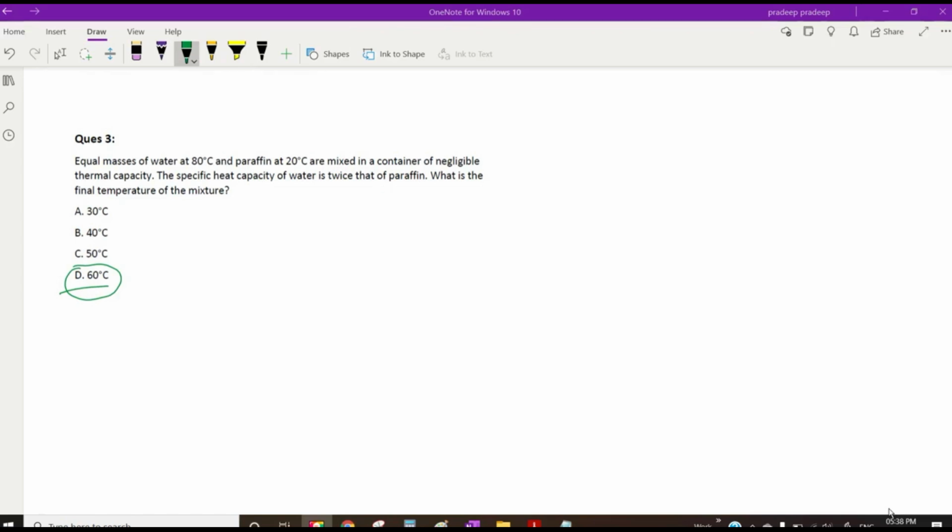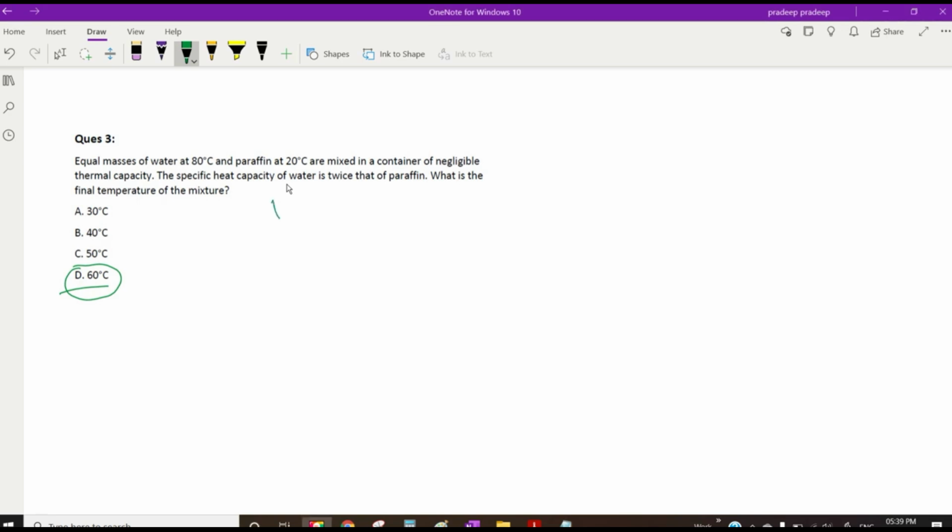It was equal masses anyway. That was my logic at least, and I solved it to get 46.67 degrees Celsius. So I rounded it off to 50. We'll have to check what mistake you're making. Let me tell you the solution and then please cross check.